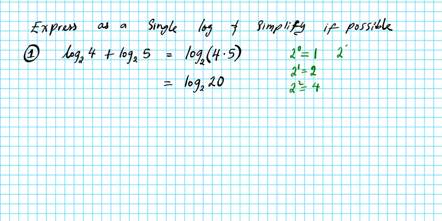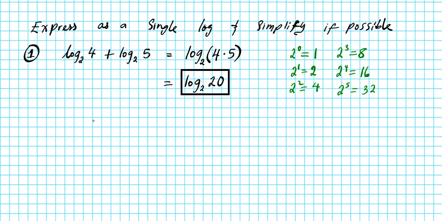2 to the third power is 8. 2 to the fourth power, multiply the previous by 2, 16. 2 to the fifth power, multiply 16 by 2. Oh snap, we missed this number. 20 cannot be written as a power of 2. Okay? So what does that mean? It means that we can't simplify this one any further. That's our final answer, expressing this as a single logarithm.